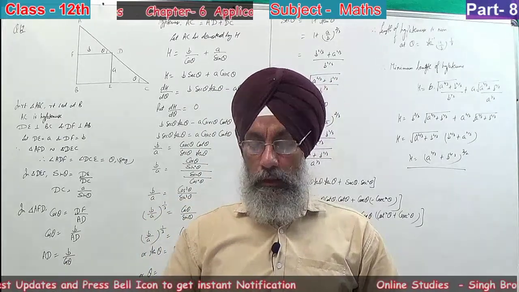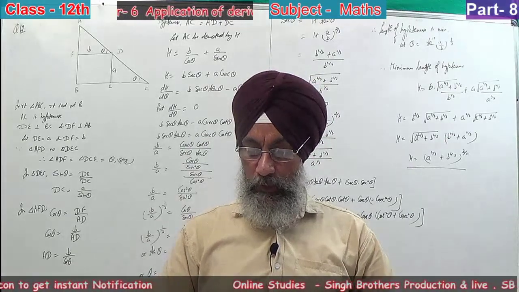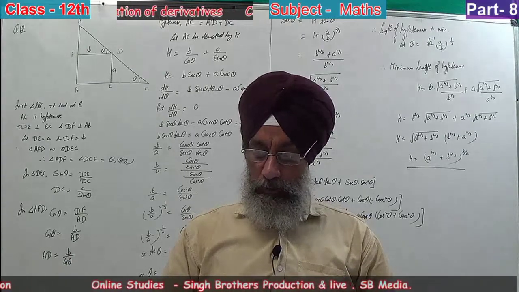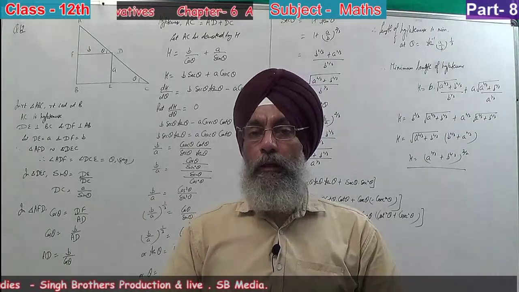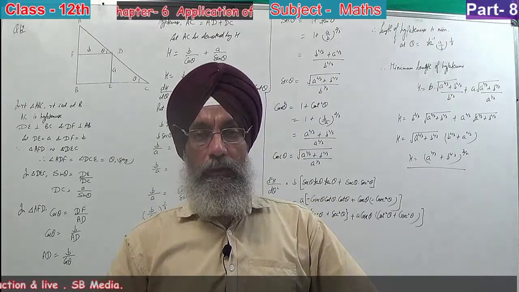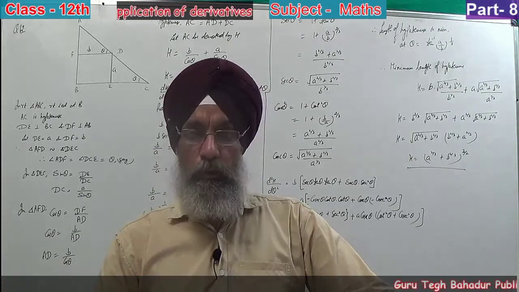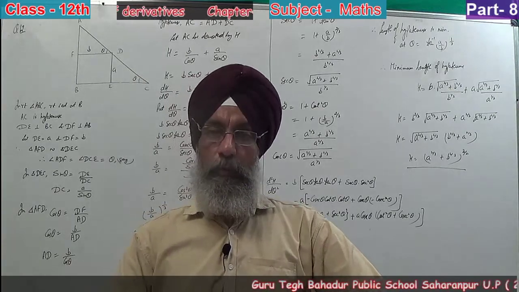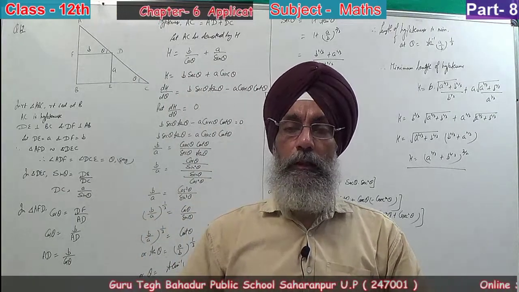The question is that a point on the hypotenuse of a triangle is at distance a and b from the sides of the triangle. Show that the minimum length of the hypotenuse is (a^(2/3) + b^(2/3))^(3/2). In the books, maybe it is printed as maximum, but actually it is minimum. So make the correction if there is a maximum length in your book. Actually, it is: show that the minimum length of the hypotenuse is (a^(2/3) + b^(2/3))^(3/2).